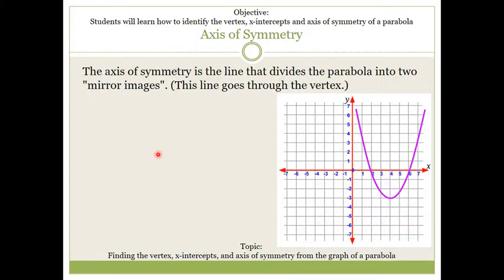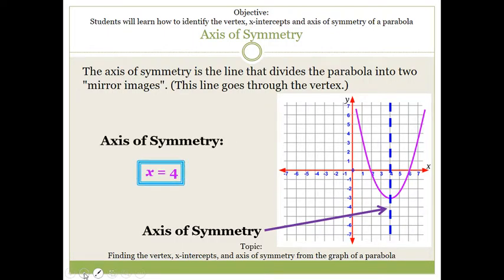All right, so in this case, think about where we could draw a line so that if I folded the image over that line, it would match right on top. All right, the mirror image. In this case, you can see that that line would run right through the middle of this parabola through the vertex. All right? So we call that in algebra the axis of symmetry. So when you hear them talking about the axis of symmetry, that's all they're talking about, where it cuts it in half. So we say that that happens at 4.